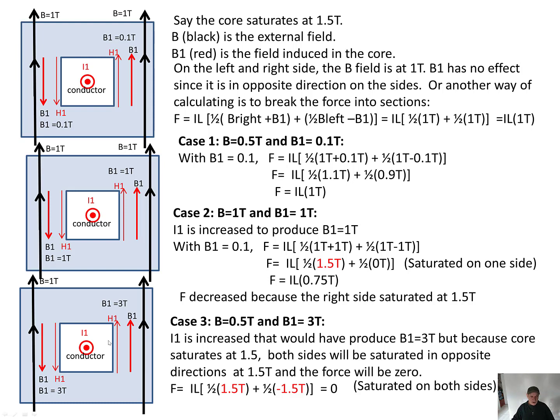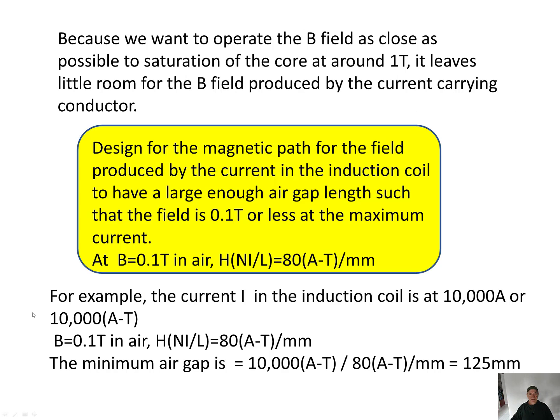That's why we want a large air gap for the current carrying conductor, but we want no air gaps for the external B field. Because you want to operate the B field as close as possible to saturation of the core at around 1 Tesla. It leaves little room for the B field produced by the current carrying conductor. Design the magnetic path for the field produced by the current in the induction coil to have a large enough air gap length such that the B field is 0.1 Tesla or less at the maximum current.